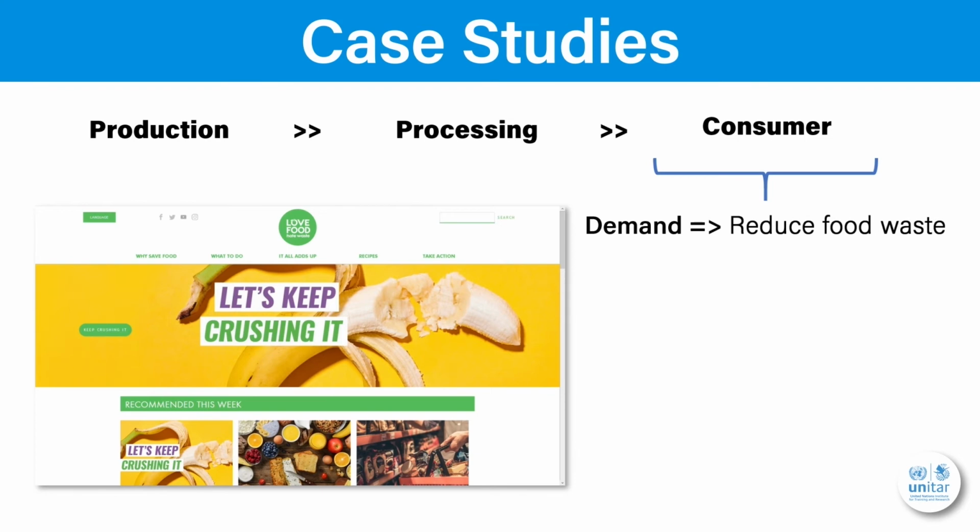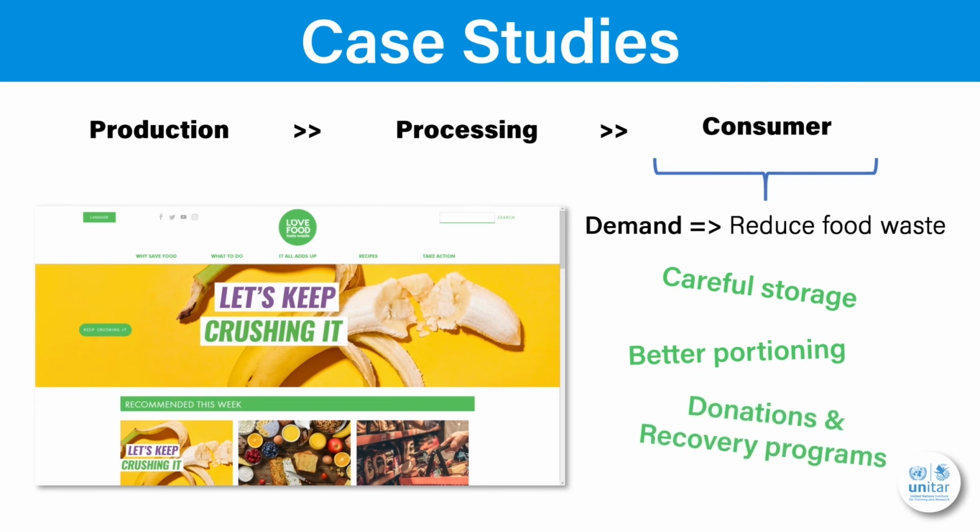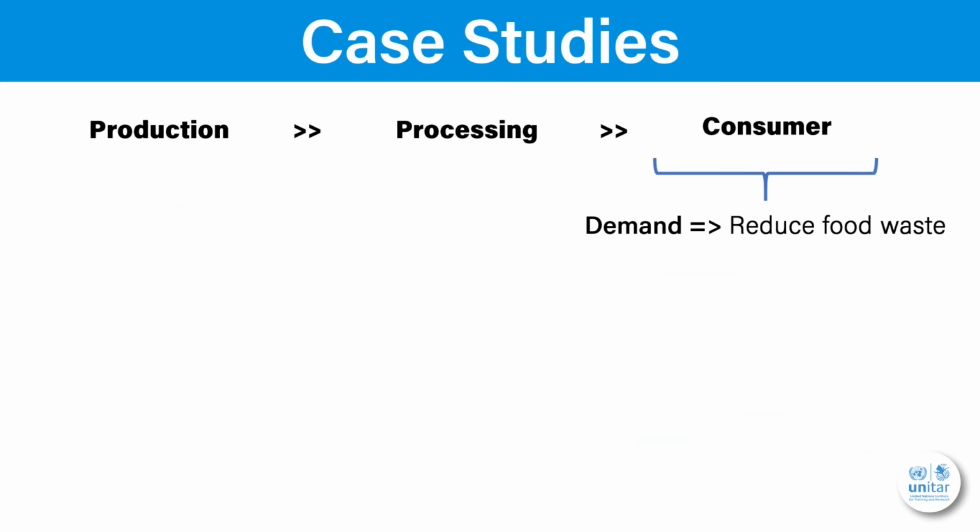You will find recommendations like more careful storage, better portioning when cooking and buying, as well as contacts for donations and recovery programs. It is a very extensive platform that not only applies to the UK but many other countries around the world. Food service providers, such as restaurants, supermarkets or commercial kitchens, are important to include in this discussion.